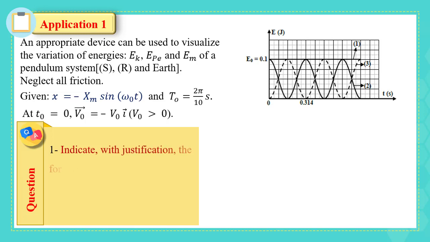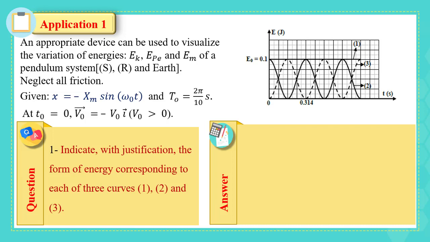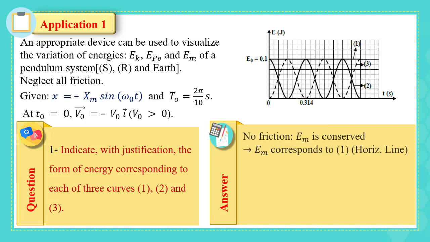First question. Indicate with justification the form of energy corresponding to each of the three curves 1, 2, and 3. Pause the video after each part and try to think of the answer. The graph here represents the variation of E as a function of time. We start with the mechanical energy, which is conserved since there is no friction. So it corresponds to number 1, the horizontal line.